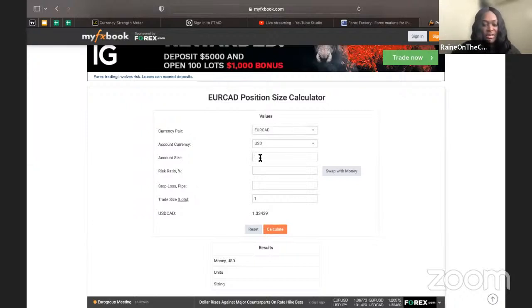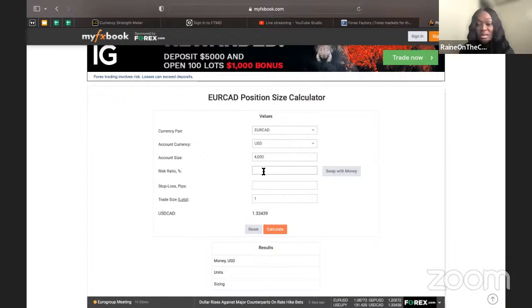What's the size of your account? Say you have $4,000 in your account. How much do you want to risk? Meaning, if you lost this trade, what would you be willing to lose? Because remember, you don't have to win the trade. So you want to manage your risk. Are you willing to lose 1%, 2%, or 3%?